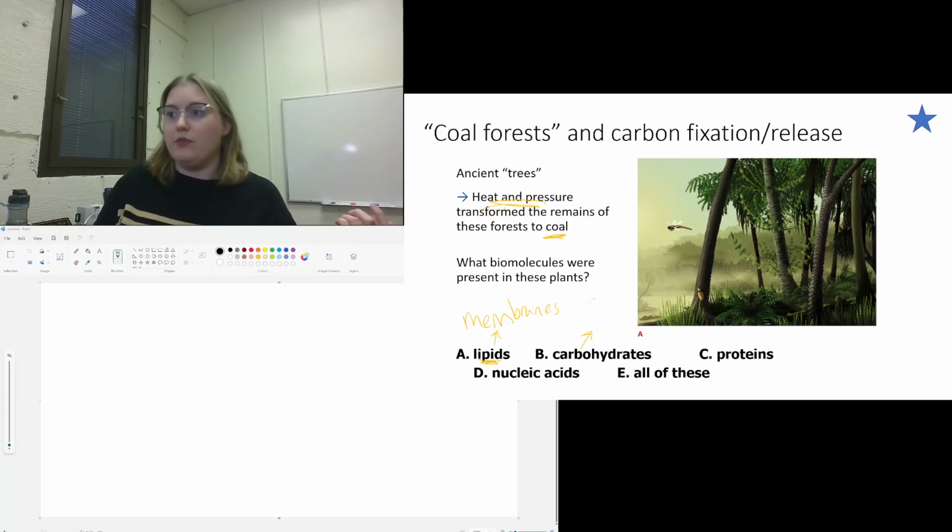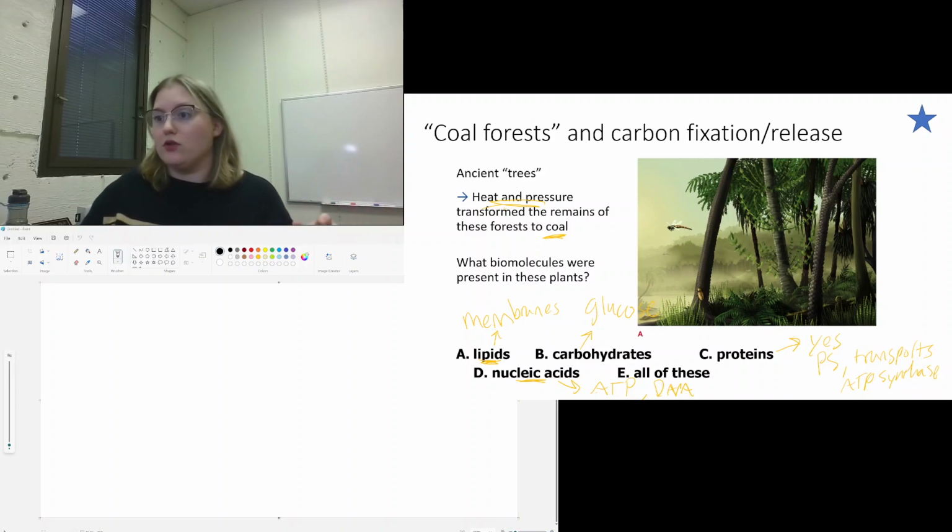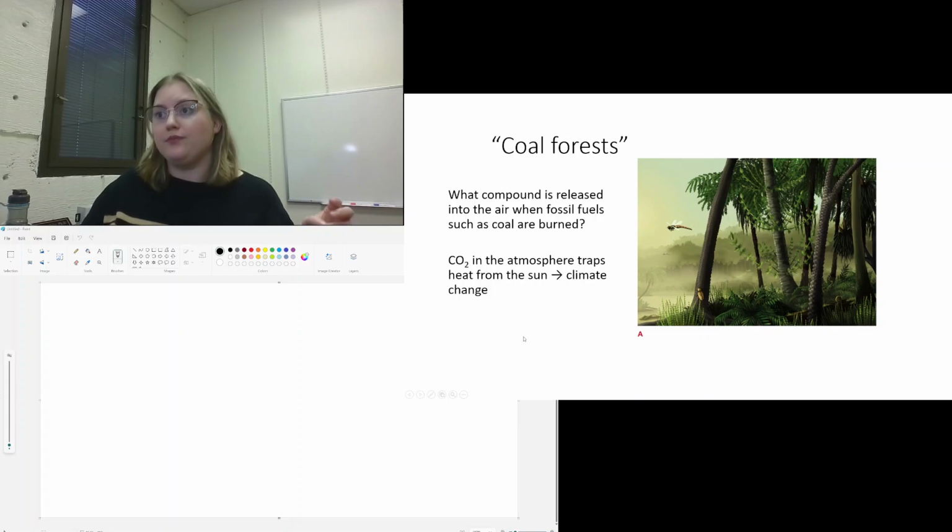Carbohydrates? Yes, because we are making glucose in photosynthesis. Proteins? Yes, because we have photosystems and transport proteins and ATP synthase. And we have nucleic acids, and we know that those are present because ATP is a nucleic acid, and we need to have DNA in order to make proteins. So in these plants, all of these biomolecules are present.